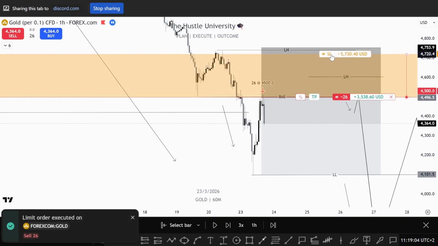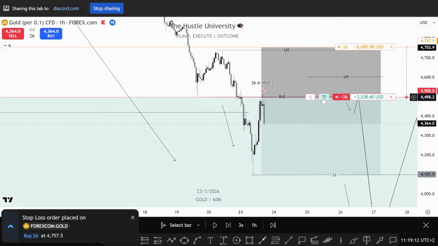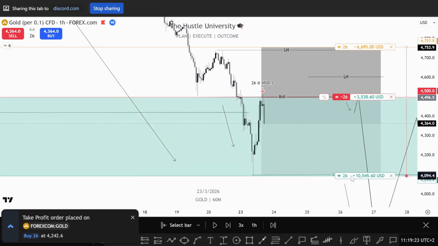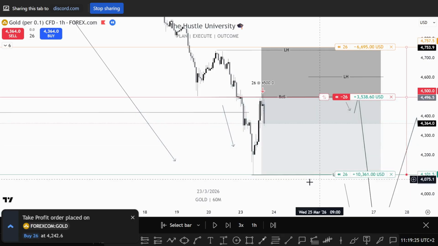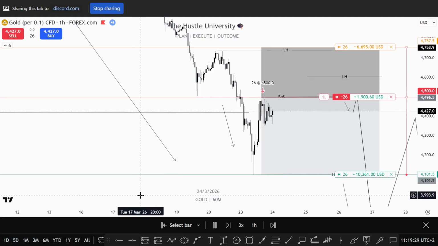Let's say you're risking, just for argument's sake, 6,700, right? You should be able to make your 6,700 again, a 1:1. But if you were aiming for these lows over here, it would be something like this, right? So that would mean this would have been your trade overall as price was playing out.